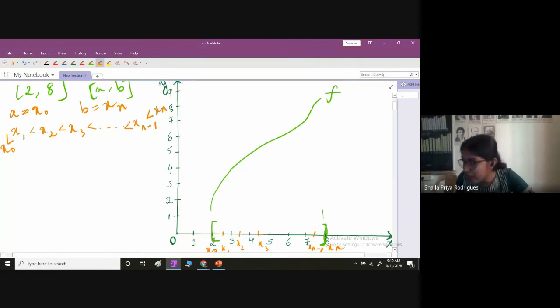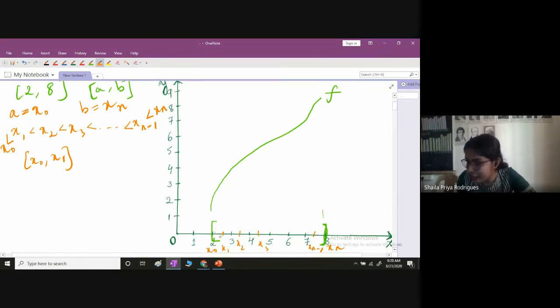We've divided the main interval [a, b] into n subintervals. To get n subintervals, we chose n minus 1 intermediate points. Now, once you've chosen the interval, we'll speak about the first subinterval here. The first subinterval is [x0, x1], the closed interval x0, x1, okay?